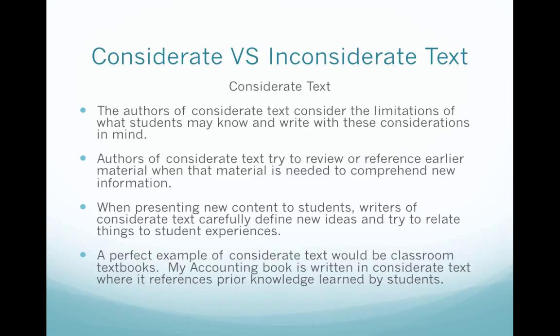The first important area that was relevant to me was considerate versus inconsiderate text. Considerate text is when authors consider the limitations of what students may know and write with these considerations in mind. Authors of considerate text try to review or reference earlier material when that material is needed to comprehend new information. When presenting new content to students, writers of considerate text carefully define new ideas and try to relate things to student experiences. A perfect example of considerate text would be classroom textbooks.